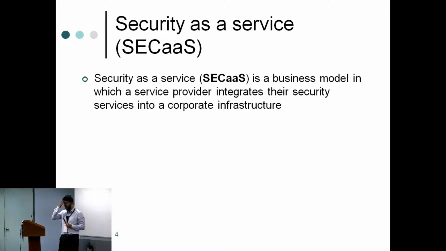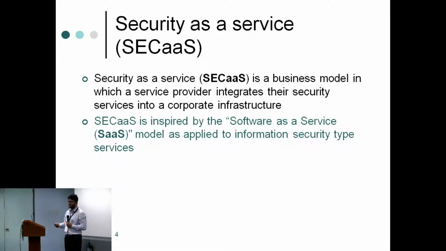We saw in the morning about different types of cloud models. SECaaS comes from the software as a service model. We have the SaaS model, software as a service, and this is security as a service. The basic idea is very similar to software as a service: we can provide security services from the cloud without implementing a security system in every device or every system that we use.